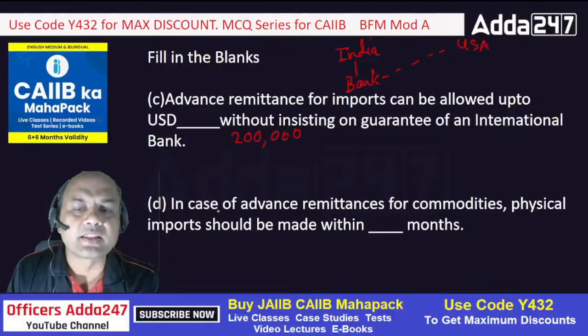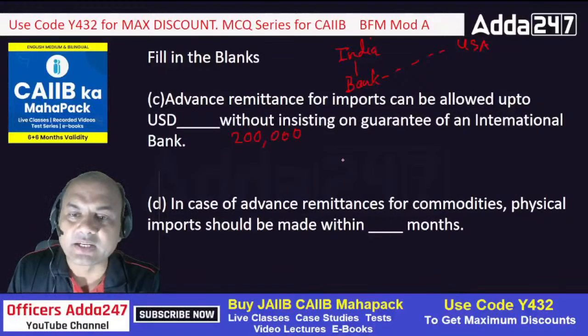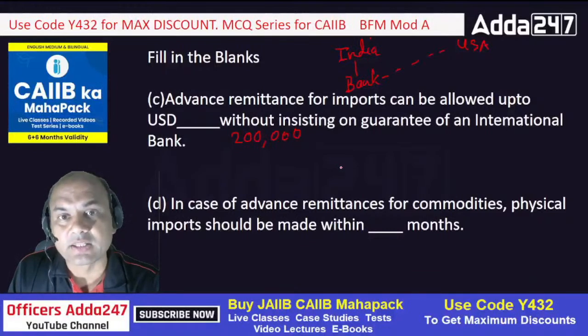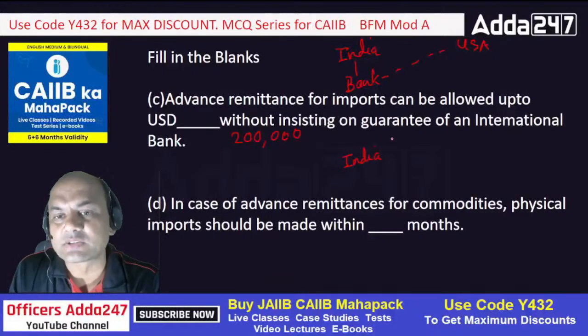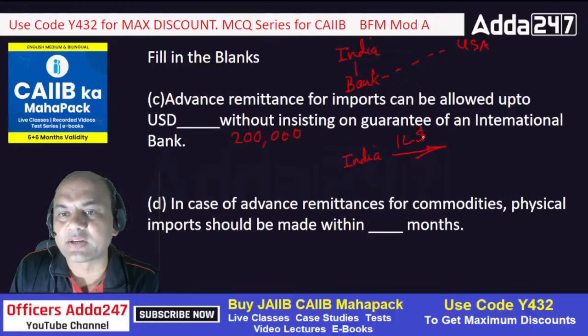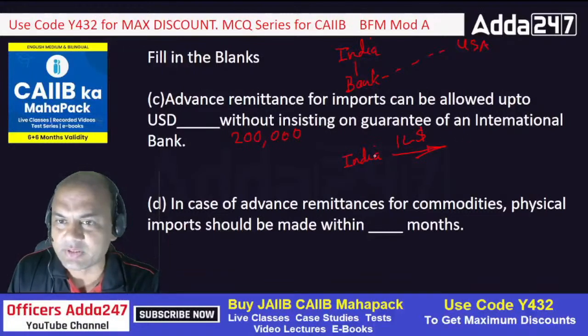In case of advance remittance for commodities, physical import should be made within how many months? What should be the answer? See here, this is all related to imports. If I am the importer in India, I send the advance remittance to this USA guy, let's say USD 1 lakh, saying that you take this money in advance and then send me the goods. That is the point.